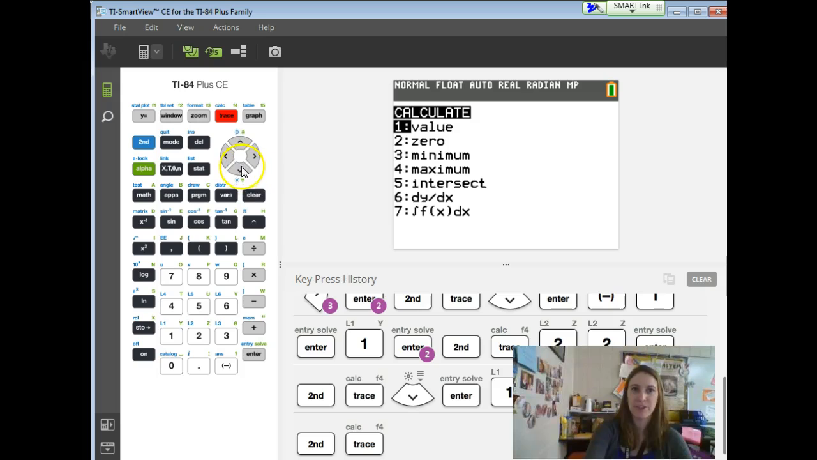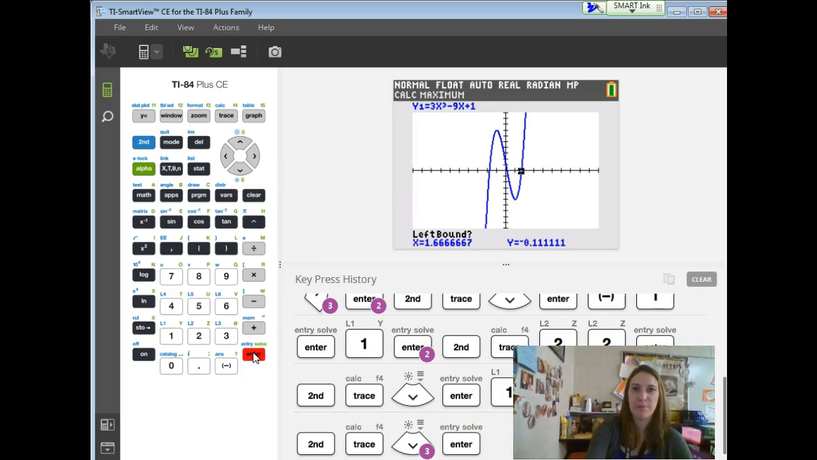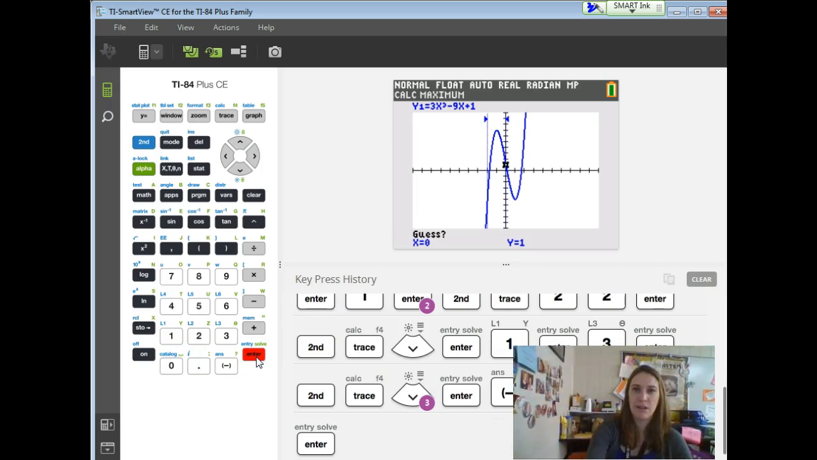So I'm going to find the maximum first. I'm going to choose maximum finder, and then when it says left bound, right bound, I need to drag the cursor so it's a little bit to the left of the maximum bump. So I'm going to do that thing where I hop again. I'm going to go to negative 2. That is definitely to the left of it. And 0 is definitely to the right of it. And then guess, I'm just going to be somewhere around there.